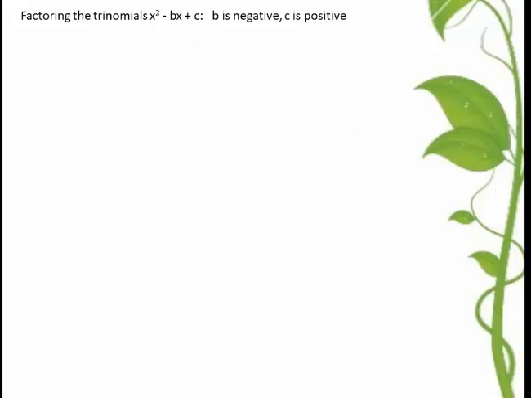The next type we have is if b is negative and c is positive. So this number is negative, this number is positive. And what that means is our factors are both negative. Because a negative times a negative is a positive, but a negative plus a negative will give us a negative. So for our example, I have k squared minus 13k plus 40. So I'm looking for factors of 40 and their sum. And keep in mind again, because this is negative, my factors need to be negative.